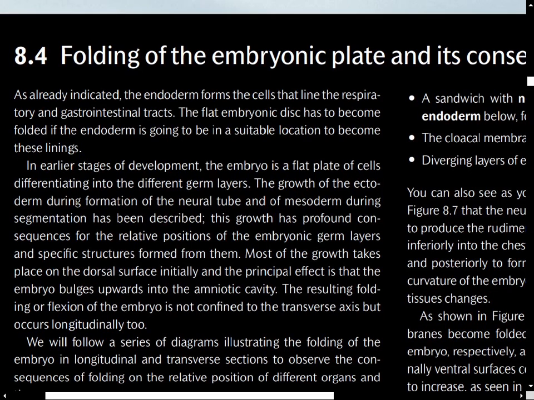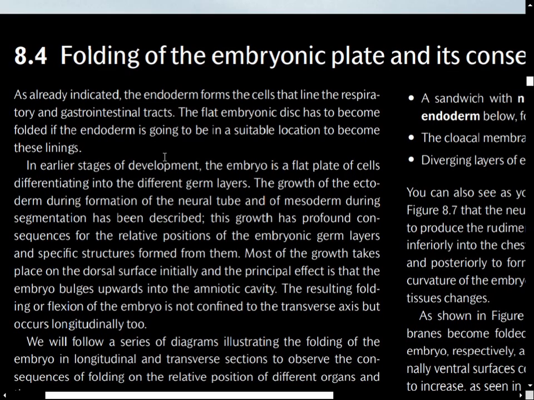Hello everyone, today we have a very important lecture in the series "Let's Read the Anatomy for Dental Students." The subject is folding of the embryonic plate and its sequences.